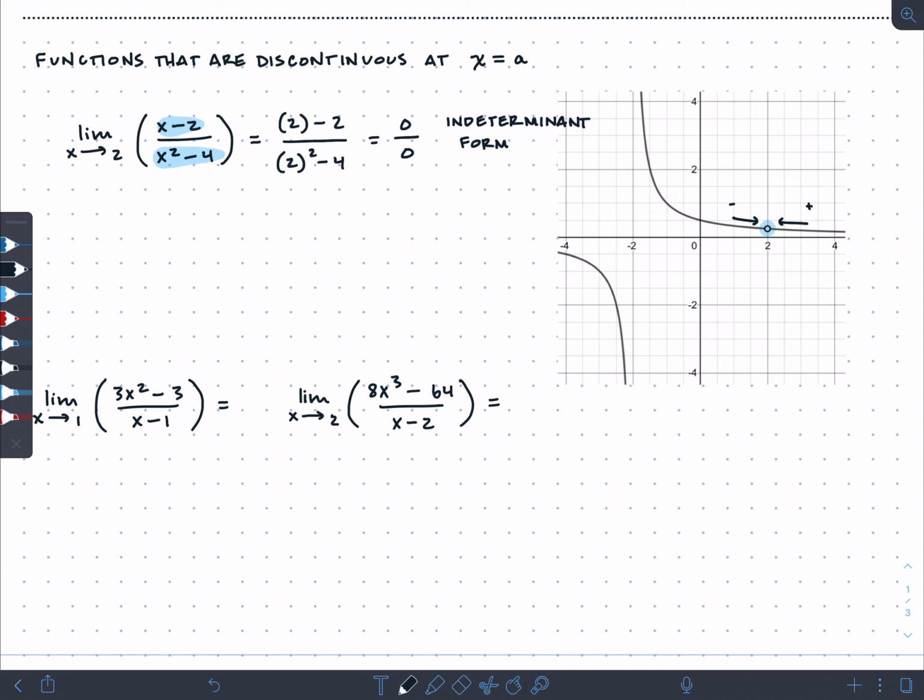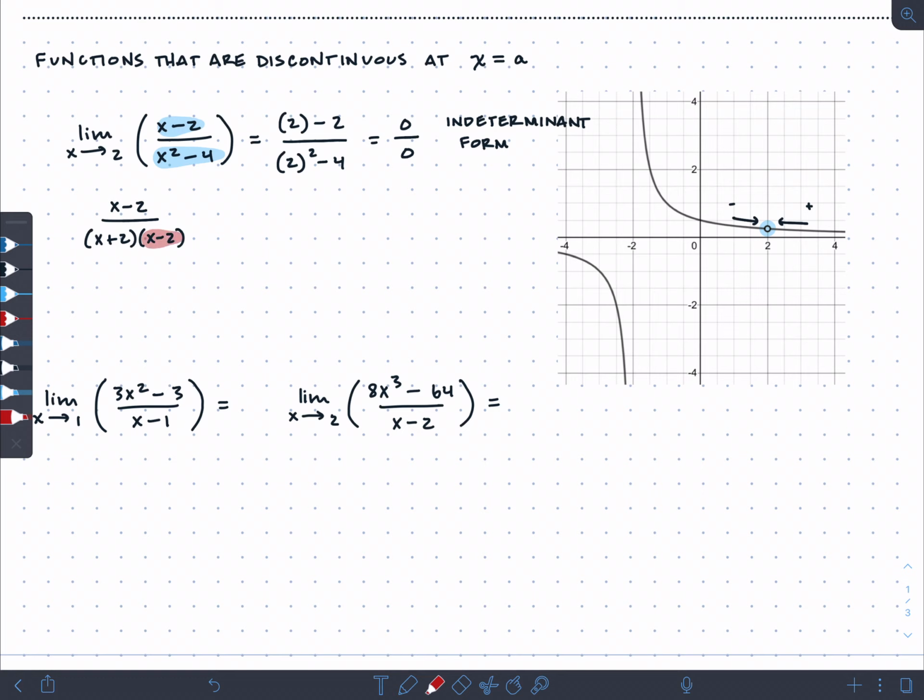So what we can do is actually simplify, just like we would if we were looking for the hole in that, that removable discontinuity. And we can actually say that x squared minus 4 becomes x plus 2, x minus 2.